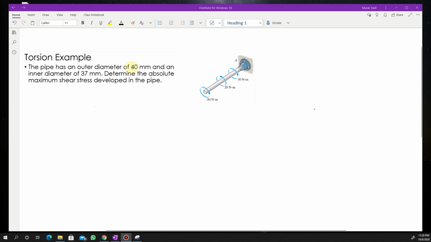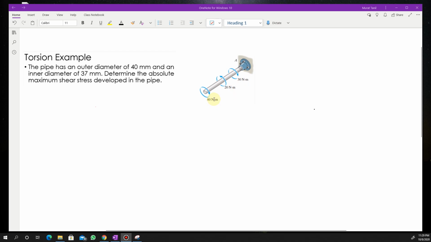with an outer diameter of 40 mm and inner diameter of 37 mm. We are required to calculate the absolute maximum shear stress developed in this pipe. When we look at the image on the right section, we see this pipe is experiencing different torque values.